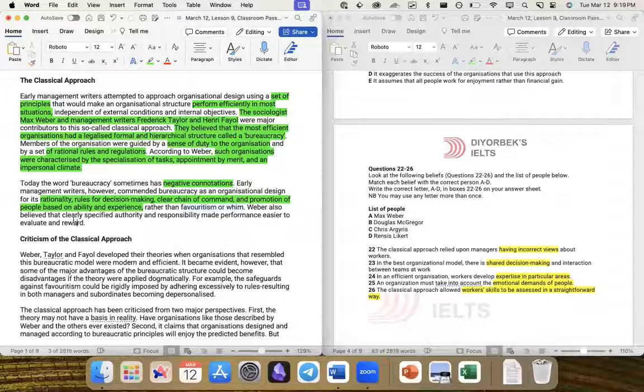Weber also believed that clearly specified authority and responsibility made performance easier to evaluate.